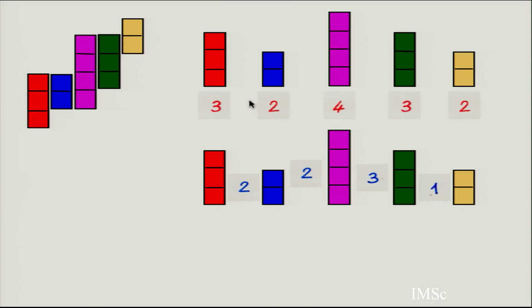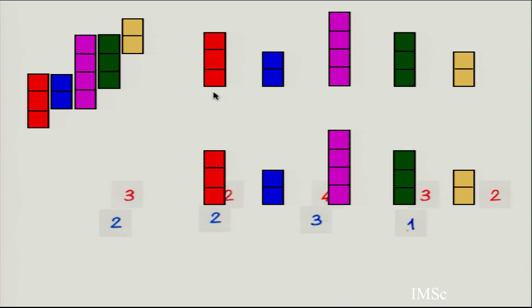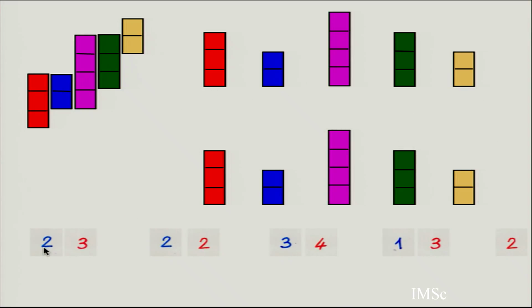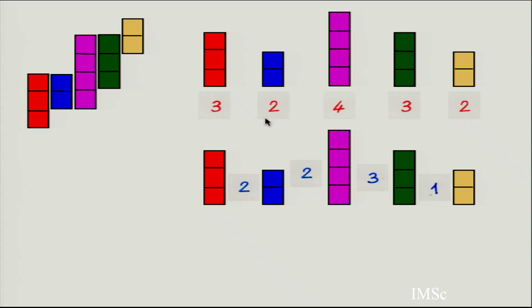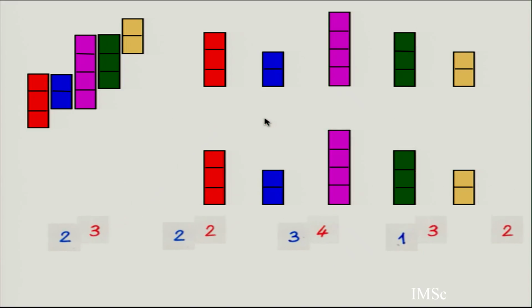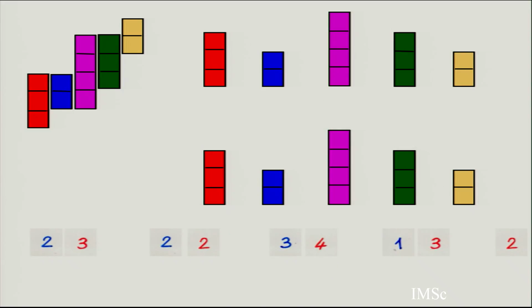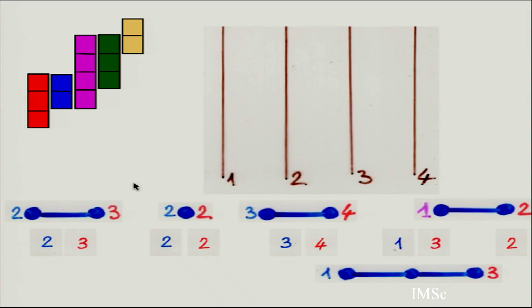And then for each column I have a pair, a segment: 2, 3, 2, 2, 3, 4, 1, 3, and 2. For each column, I have a pair of numbers. The blue number is less than the red number, of course. Now this pair of numbers becomes a segment. So I have my segments 2, 3, 2, 2, 3, 4, 1, 3, and the 2, which was isolated. By convention, I put a 1 at the beginning of the last.